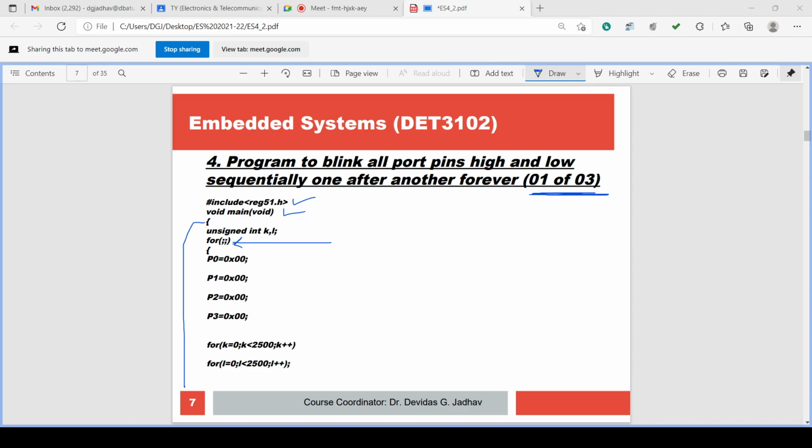Suppose P0 has 8 pins, P1 has 8 pins, P2 has 8 pins, P3 has 8 pins. But what the statement says is all ports, all pins. So all ports are there, P0, P1, P2, P3, and all their pins are blinked sequentially one after the other. First P0 is blinked, then P1, then P2, then P3. They are sequentially blinked.